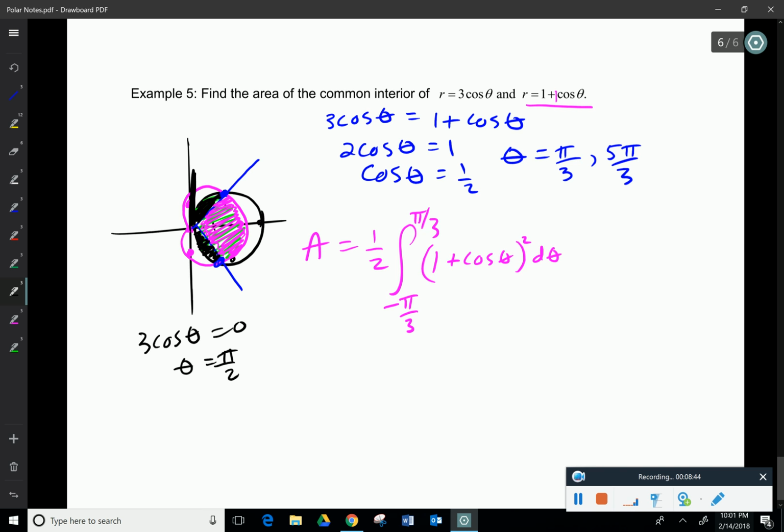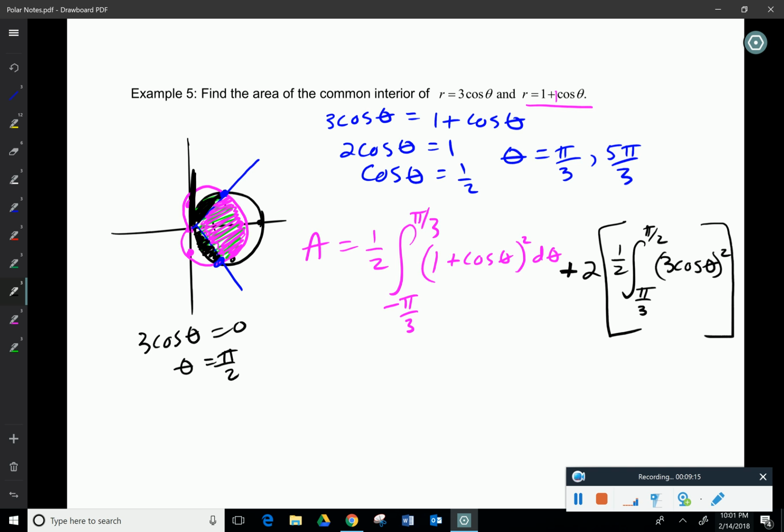So I'm saying that if I were to take 1/2 integral from pi over 3 to pi over 2 of the 3 cosine graph, right, and that has to be squared, that'll give me that top black piece. But if I actually take this and double it, that's going to give me both of the black pieces, and I want to add these two integrals together. That should give me that total.